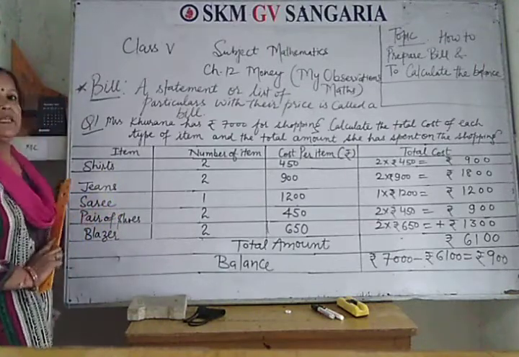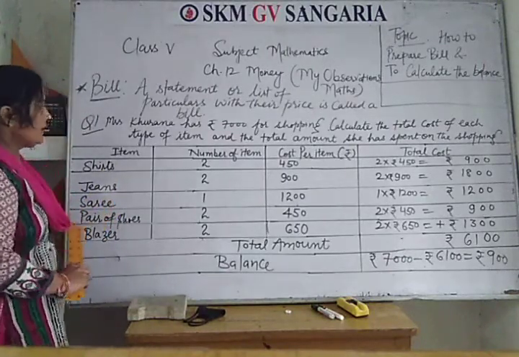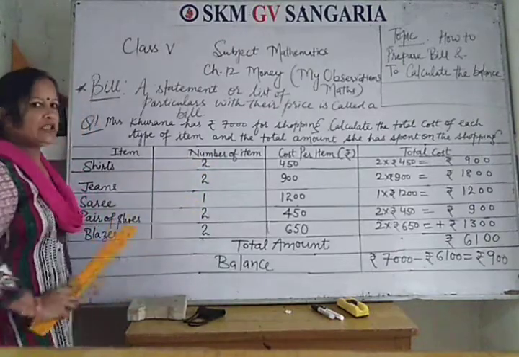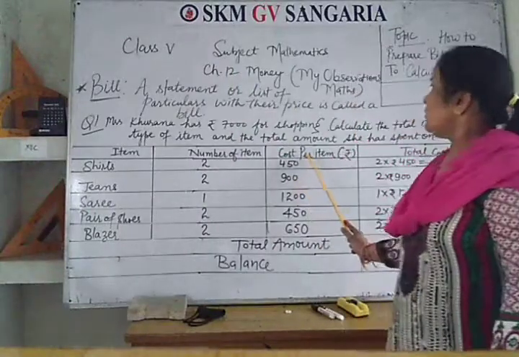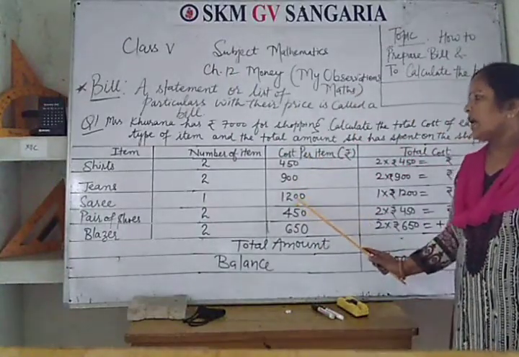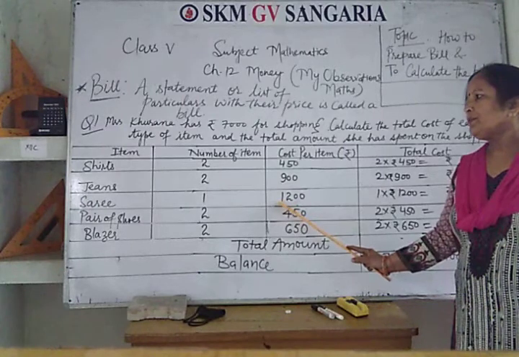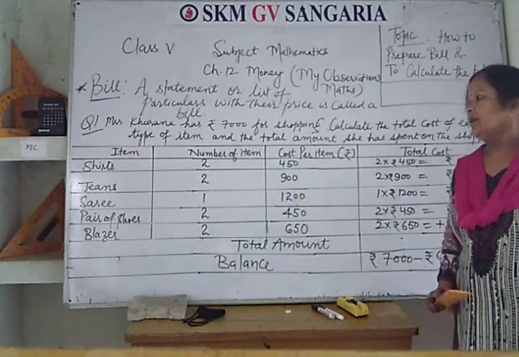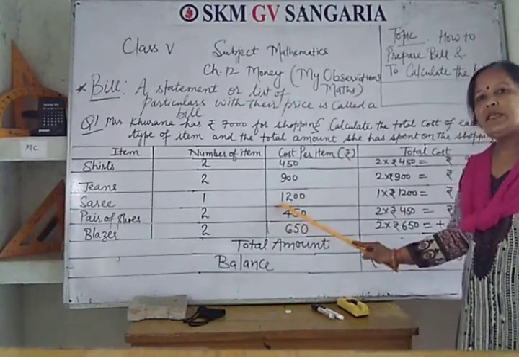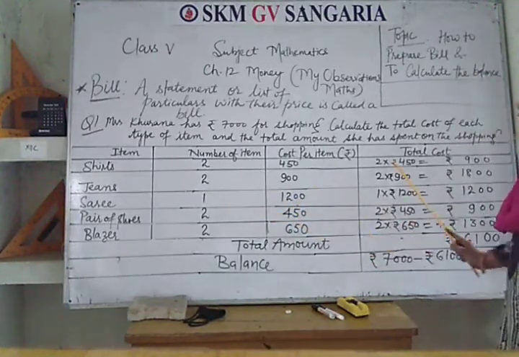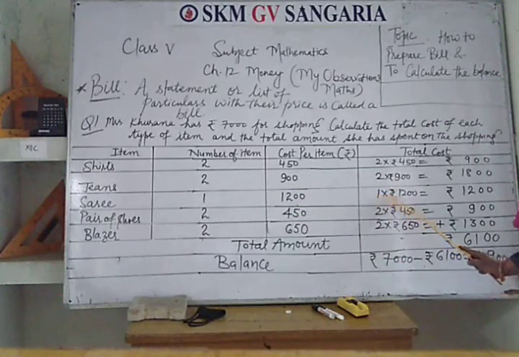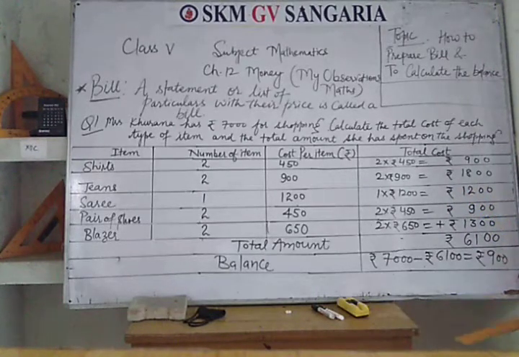Then she has purchased a sari. The third item, sari. How many saris has she purchased? Only one. The cost of one sari is rupees 1200. So the total cost will be 1 into rupees 1200. The cost of one sari is rupees 1200.